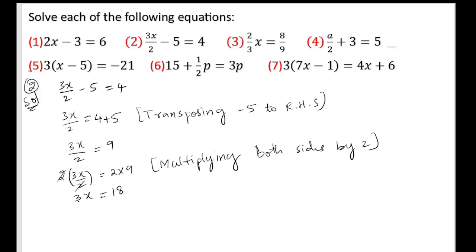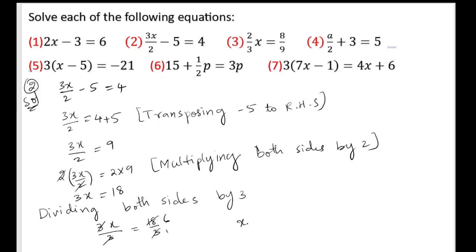Now to remove this 3, we need to divide. So let us write dividing both sides by 3. We will get 3x by 3 is equal to 18 by 3. So 3 ones are 3. So 3 sixes are 18. So we have got the value of x as 6. So therefore the value of x is 6.